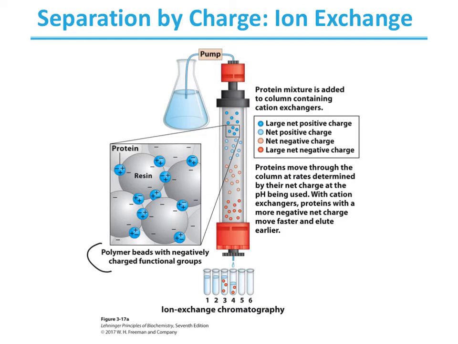Also note that the magnitude of the charge affects the rate of flow through the column. So in this case, the larger the positive charge, that is going to move the slowest, versus something that also has a positive charge but not as much of one. And then also the largest net negative charge species will move through the fastest.